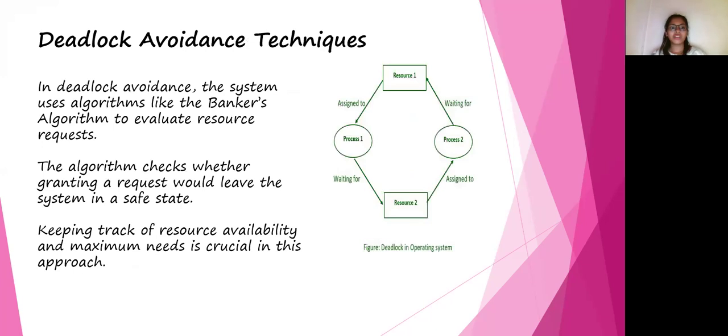Deadlock avoidance technique. In deadlock avoidance, the system uses algorithms like the Banker's algorithm to evaluate resource requests. The algorithm checks whether granting a request would leave the system in a safe state. Keeping track of resource availability and maximum needs is crucial in this approach.